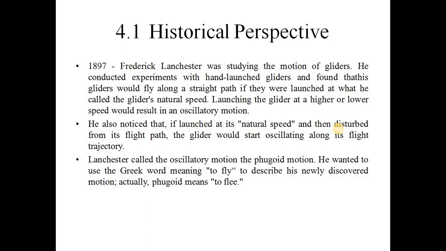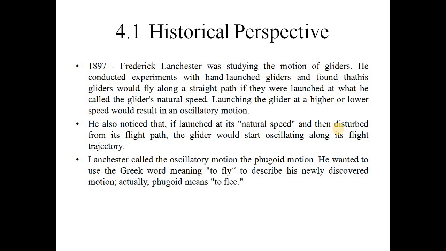Now, historically, in 1897, Frederick Lancaster was studying the motion of gliders. He conducted experiments with hand-launched gliders and found that these gliders would fly along a straight path if they were launched at what he called the glider's natural speed. Launching the glider at higher or lower speed would result in an oscillatory motion. Later on, this is called Phugoid.